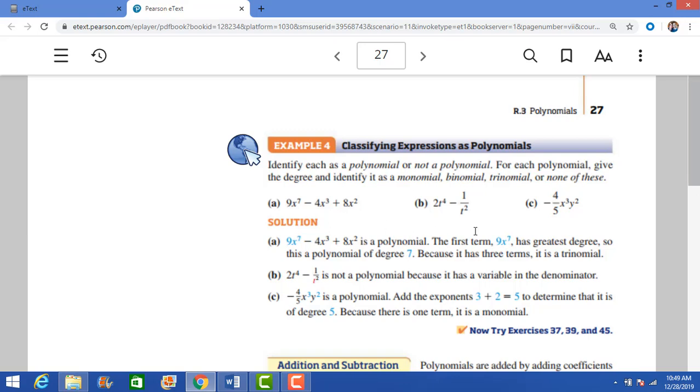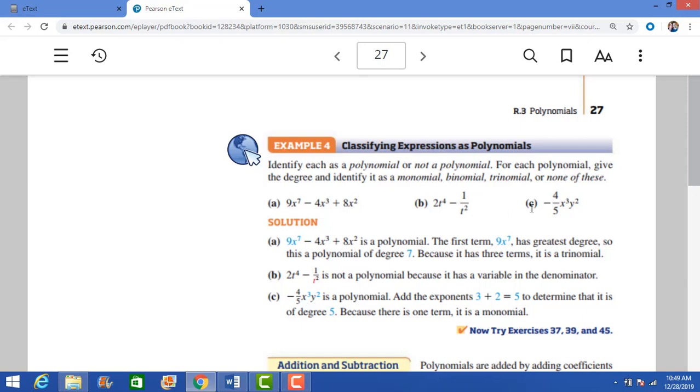Okay, here, this is not a polynomial because we have a fraction here. In other words, we have an exponent that is negative, because if we write this as t in the numerator, it's going to be t to the negative second power. Okay, so this is not a polynomial. Okay, can't have a variable in the denominator.